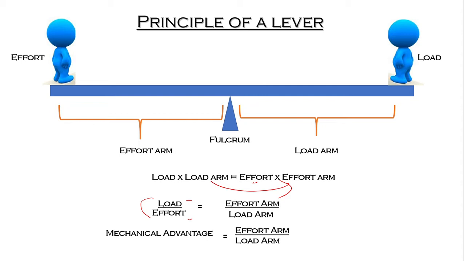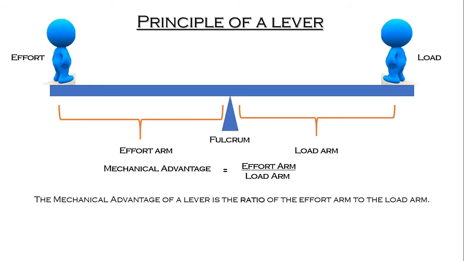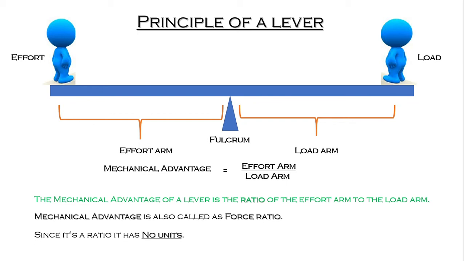So mechanical advantage can be found out by measuring the length of the effort arm, the distance from where the force has been applied till the fulcrum, and upon the distance of the load, where the machine is applying force, till the fulcrum. That will give us mechanical advantage. So this is the principle of a lever. Now, the mechanical advantage of a lever is the ratio of the effort arm to the load arm. So it is a ratio, hence it has no units. Mechanical advantage is also called force ratio, and since it's a ratio, it has no units.